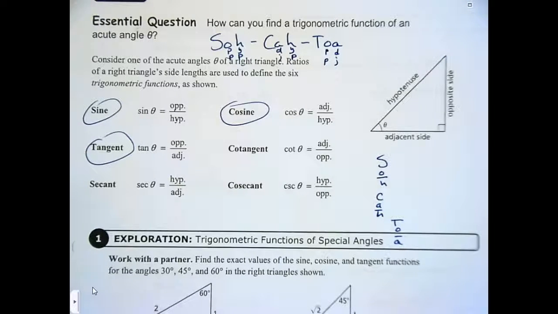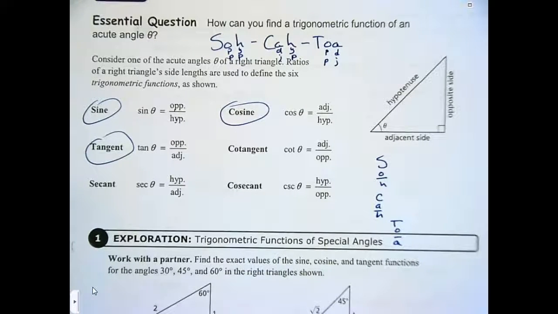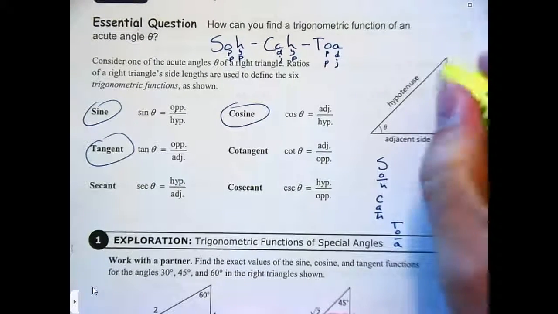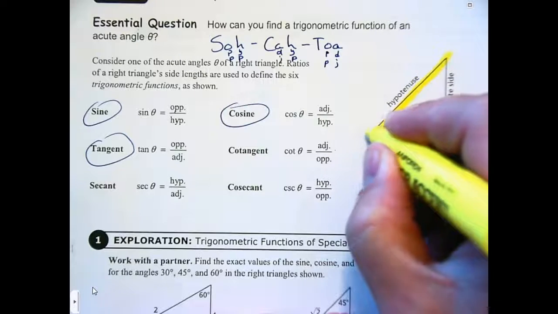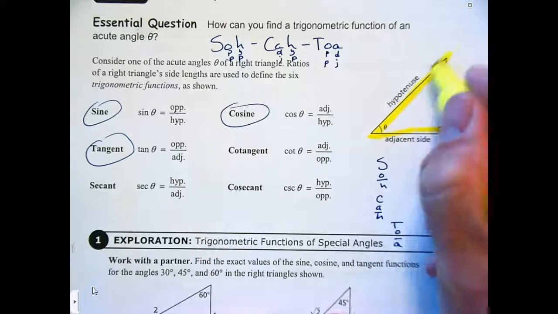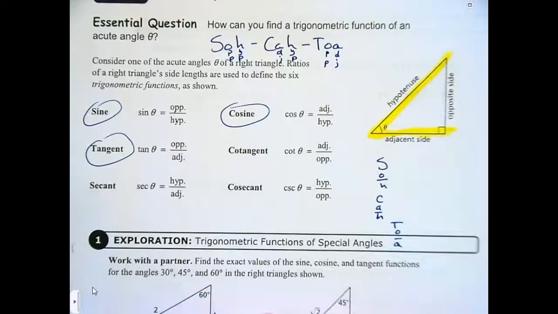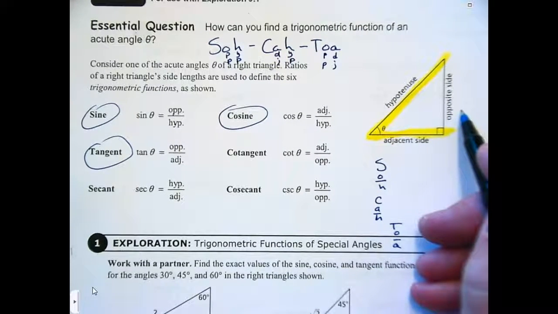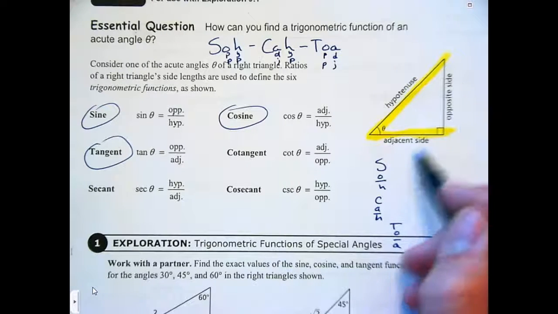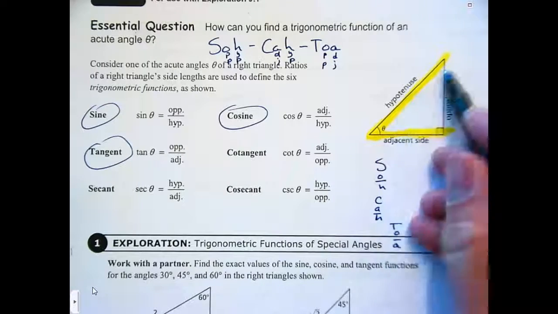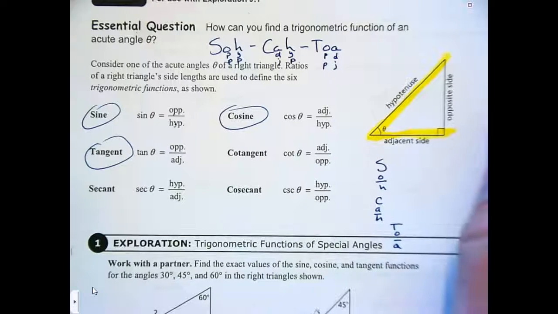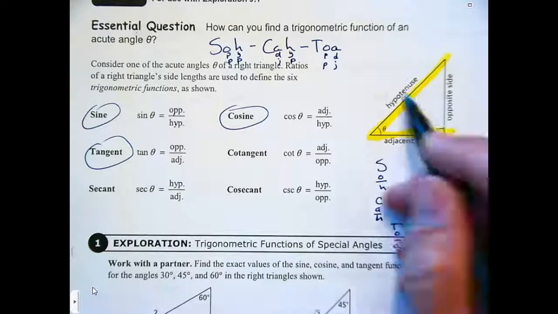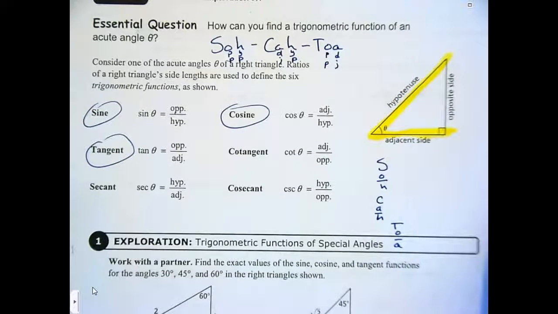When we're looking at a triangle, the best way to figure this out is to trace the angle. One thing students have a hard time with is labeling the sides. If you trace the angle you're dealing with, theta, the side you do not trace is always your opposite side. The other leg that you do trace is the adjacent, and the longest side is always your hypotenuse. The one across from 90 degrees is your hypotenuse.